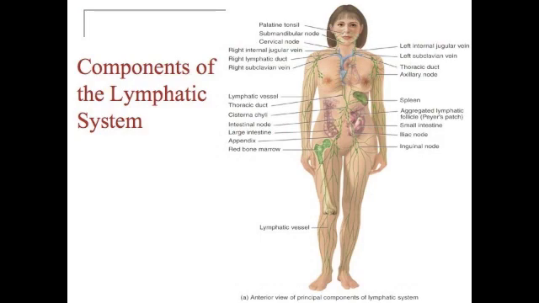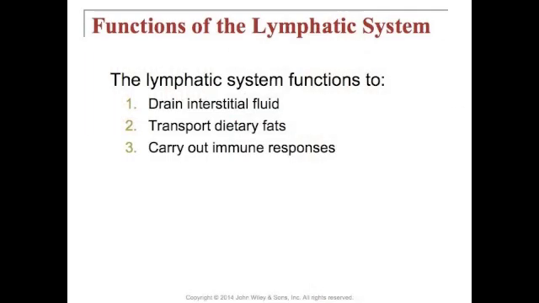So this is figure 22.1 on page 848. The lymphoid system consists of lymph plasma, lymphatic vessels, lymphoid tissues, and red bone marrow. And we can see all of those features highlighted in green on this model. So as I've already talked about, the functions of the lymphatic system are as follows. It drains interstitial fluid, it transports dietary fats, and it carries out immune responses.